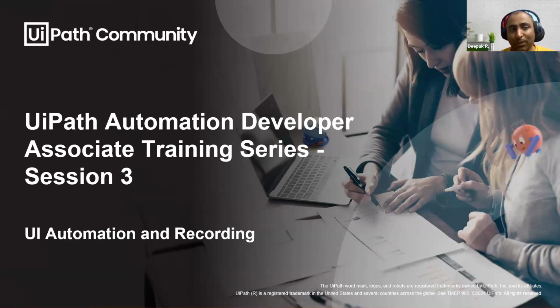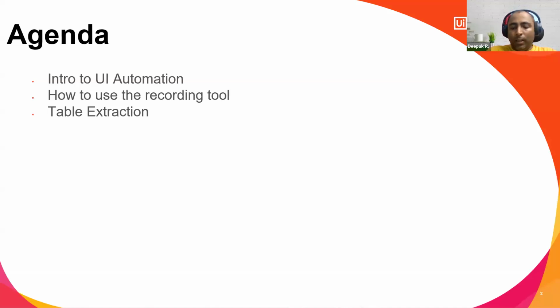So today, we'll talk about UI automations in UiPath, how we can achieve it, and what quick fixes we can use to perform UI automation. This will be a detailed session. I have a couple of examples to be covered here, and feel free to raise any questions in the chat. We'll be happy to answer them. Today's agenda is on UI automations, how to use recording tools, as well as table extractions.